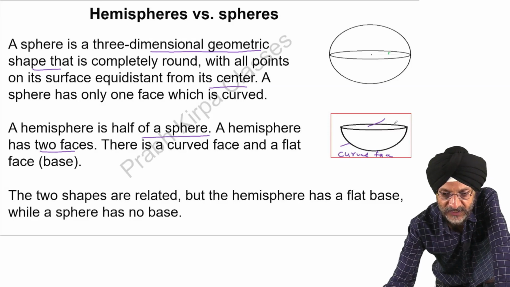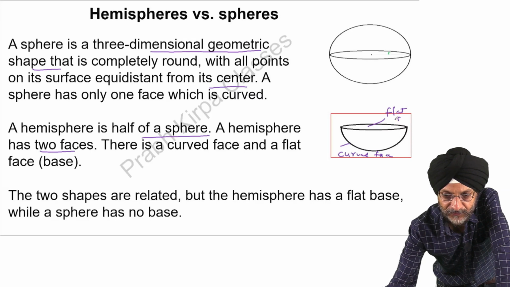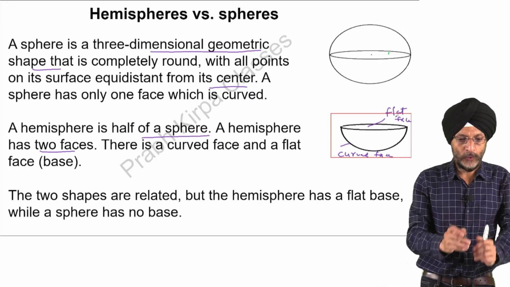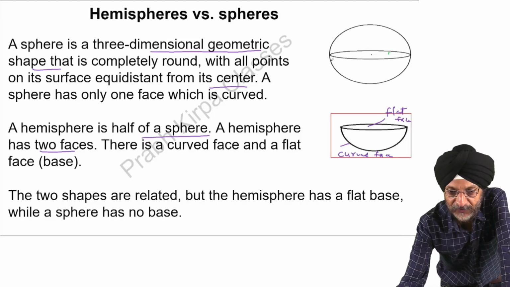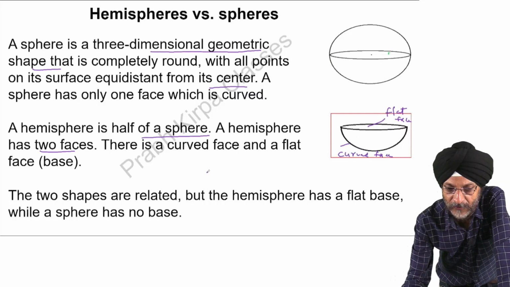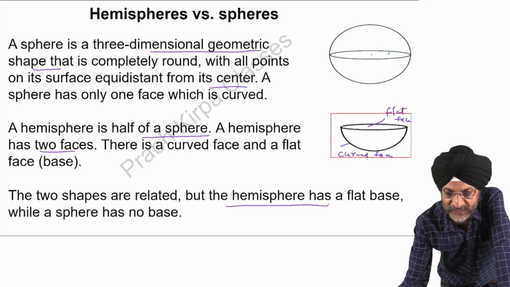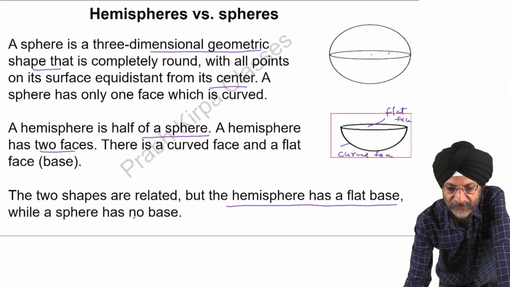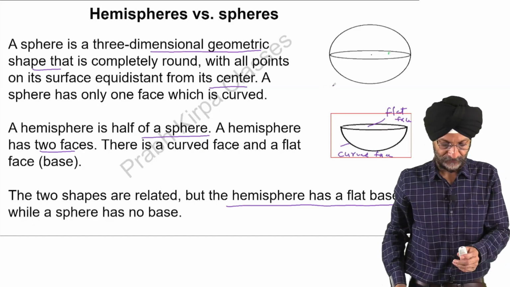And this is known as flat face. The two shapes, that is the sphere as well as the hemisphere, are related to each other, but the hemisphere has a flat base whereas a sphere has no base.